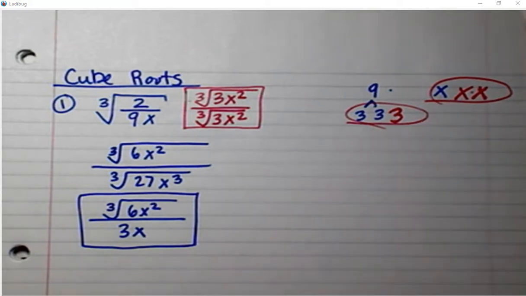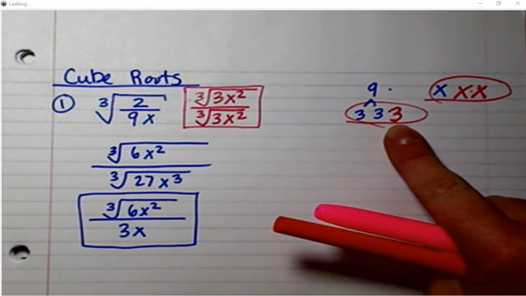Because I chose the 3x squared strategically to give me the smallest perfect cube. Because if you pick a big number, guys, it's going to take you a whole bunch of steps to get to the final answer. I'm trying to get you to the smallest choice first.